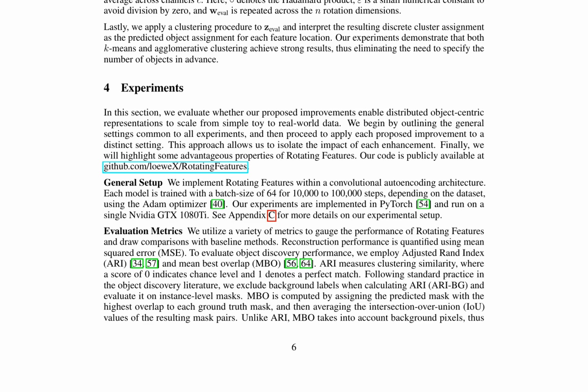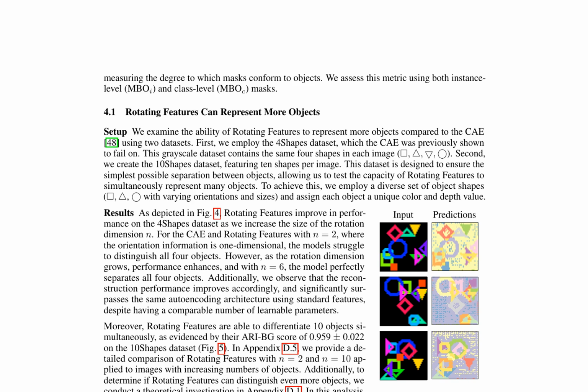These results have significant implications for applications such as computer vision, robotics, and image processing, where robust feature extraction and object discovery are essential. Rotating features, a novel representation method, outperforms the convolutional autoencoder (CAE) model in object representation, particularly in scenarios with multiple objects.